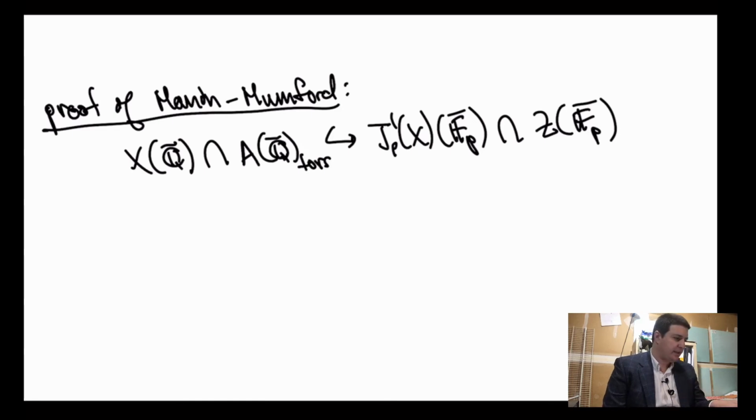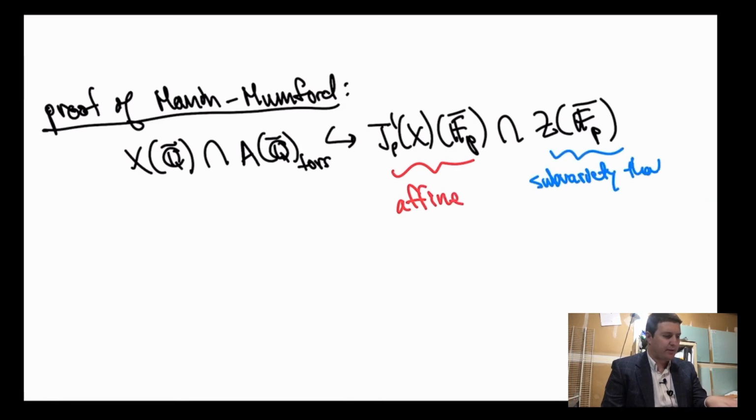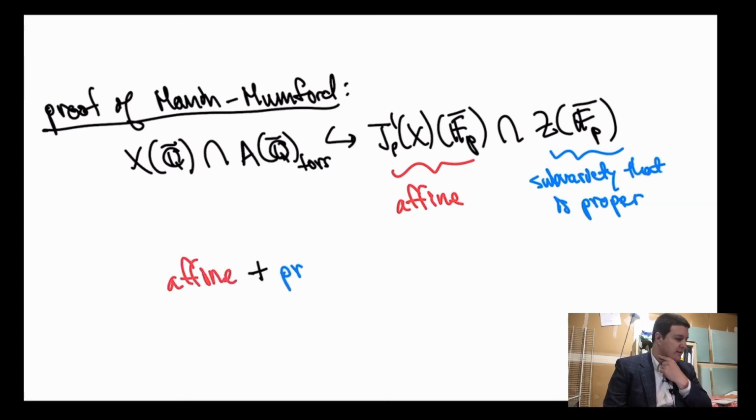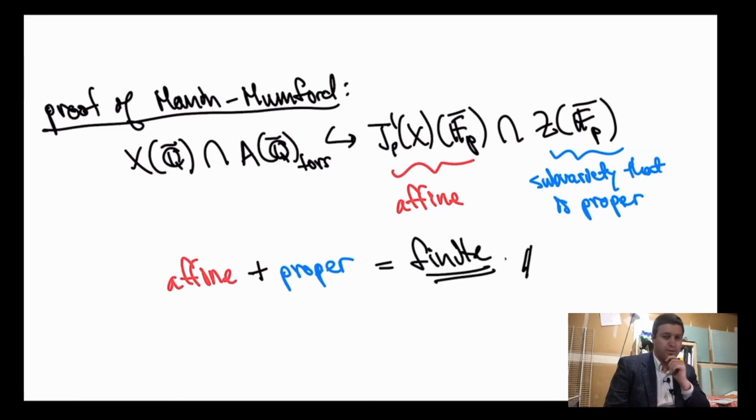Again, we take these torsion points and we stick them inside the jet space, and then we have the jet space of X intersect a closed subscheme. This piece is affine, right? Then we had the proper piece, so that's the subvariety of the jet space of the abelian variety mod P, that's proper. And if you have something that's affine and proper, then it's finite. Okay, so that's the proof.